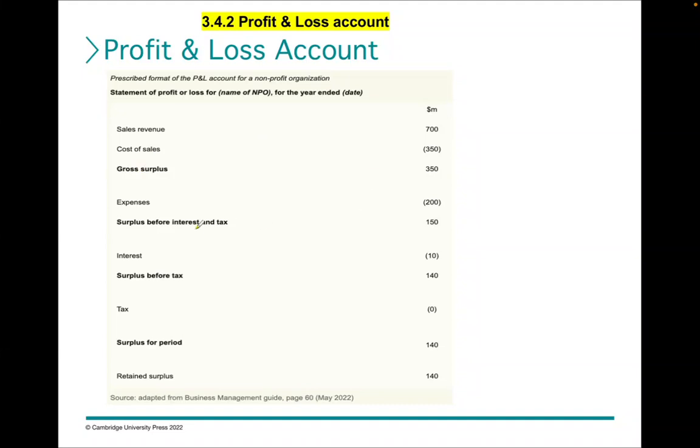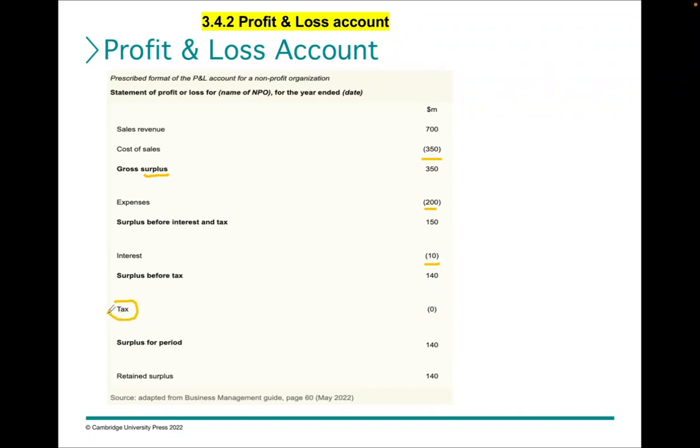We're looking at the same example of the money, but it says surplus instead of profit because they don't make profit. They don't take profit. They don't share profit. This is a big difference there. They do have expenses. You can see it's the same. They do have cost of sales, same. And they do have interest if they've borrowed money, of course. But there's no tax.